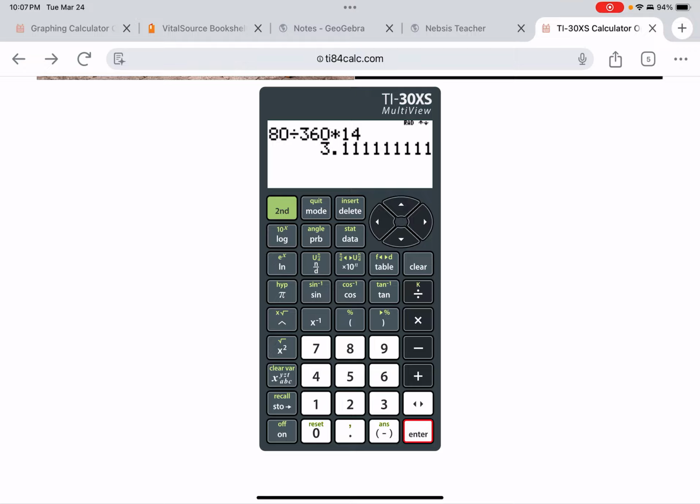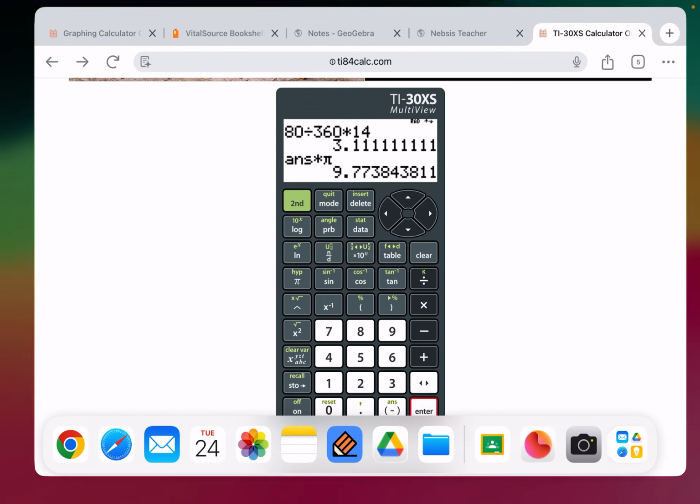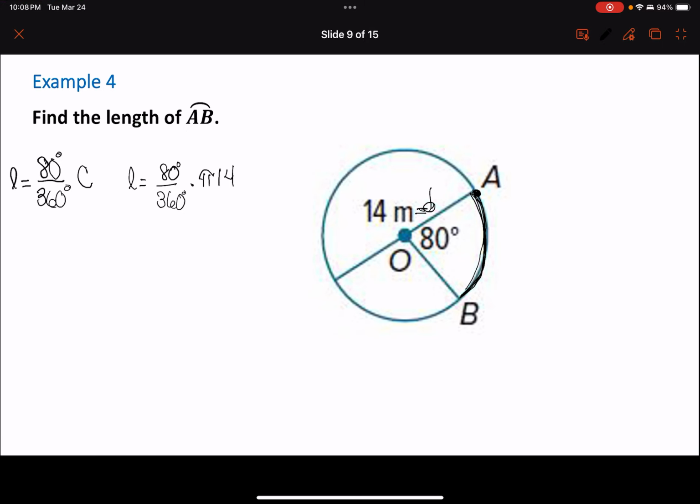And if we want to multiply that by pi, we could get 9.77. So 3.1 pi, or 9.77. That's the arc length, and you can use x instead of L if you prefer.